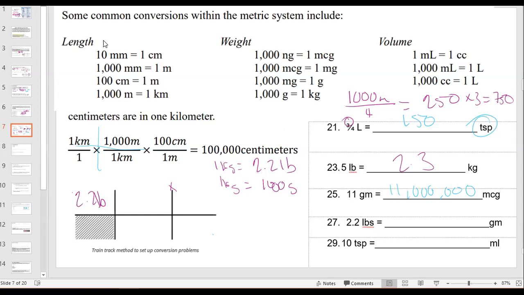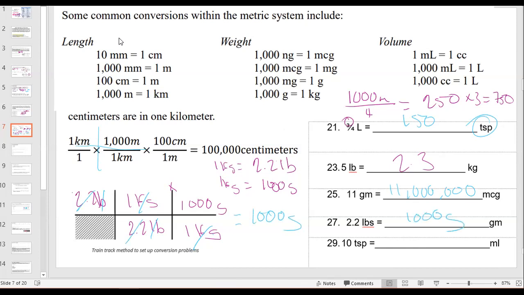I gotta make them first into a kilogram. Where do I put my 2.2 pounds? In the bottom, right? 2.2 pounds and then 1 kilogram. And where do I put my gram stuff in here? On top, right? Grams and 1 kilogram. Cancel the units to check if you did it properly. That cancels with this. And then the 2.2 divided by 2.2 is 1, right? So what's left? 1,000 grams.